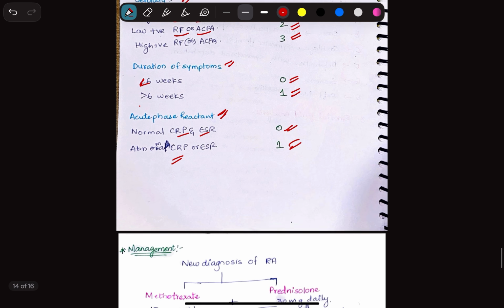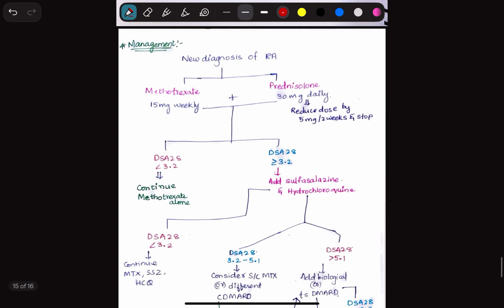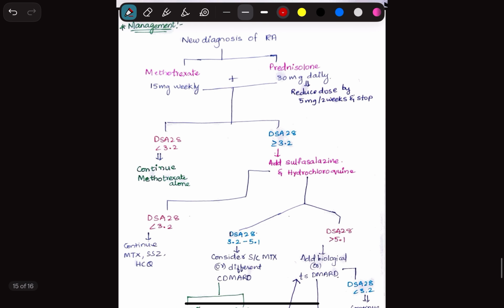Next comes the management part. When there is a new diagnosis of rheumatoid arthritis, we start with methotrexate 15 mg weekly and prednisolone. Here the prednisolone is given as bridge therapy. So there is something called bridge therapy.